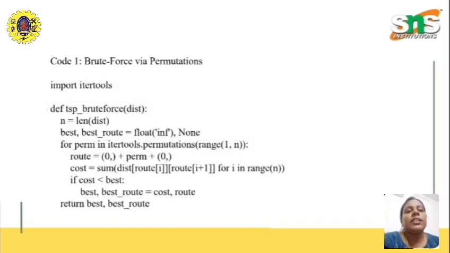So the first one is brute force via permutation. Brute force is a kind of permutation method. Here we have to define the brute force method, what it is, and we can give some length of array, that is n equal to length, that is distance, and find the best route for that particular length of the array.